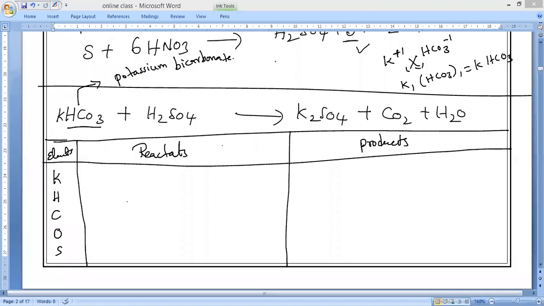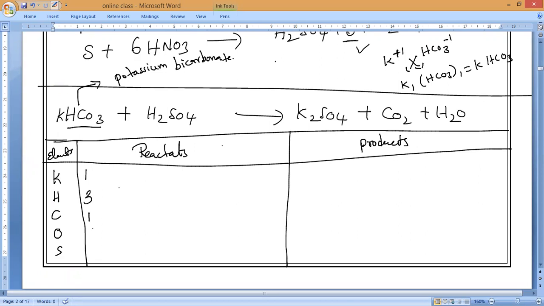Okay, reactant side, count the number of atoms. Potassium, how much? Potassium 1, hydrogen 1, carbon 1, oxygen 3 plus 4, 7, sulfur 1. That is clear. So make it fast, everyone.